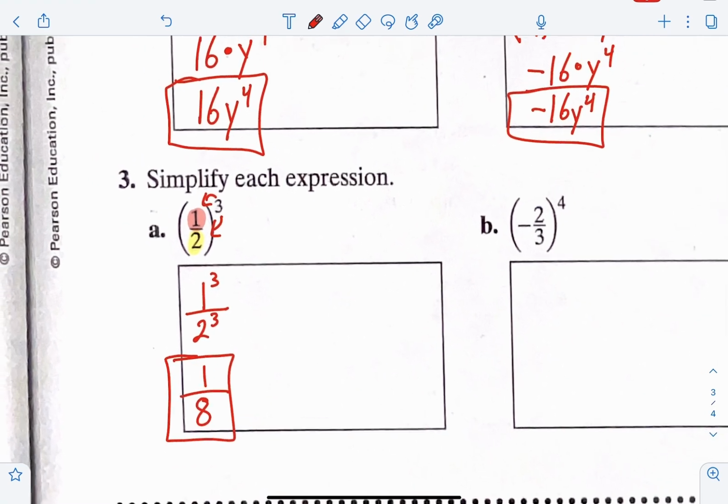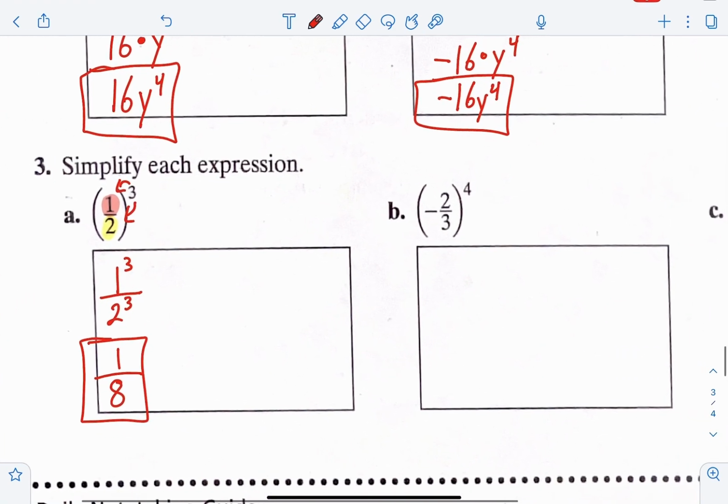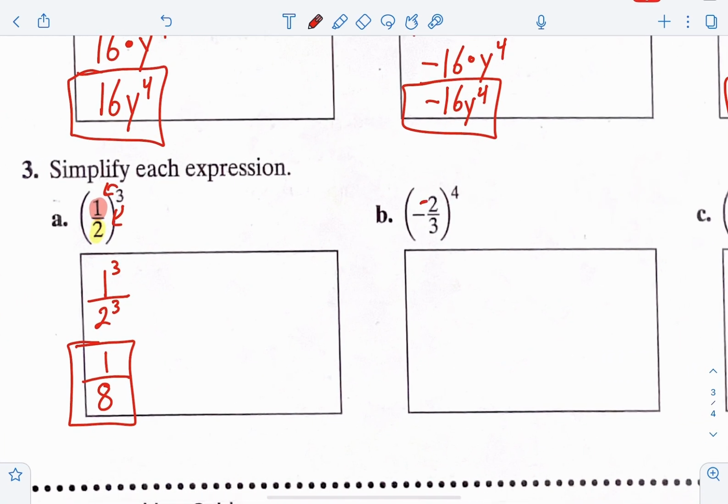Okay. You're going to go ahead and do B on your own. Just make that negative be up with the 2. Remember that it's inside the parentheses while you're solving this. Pause the video, and we'll come back together in a second to do them.